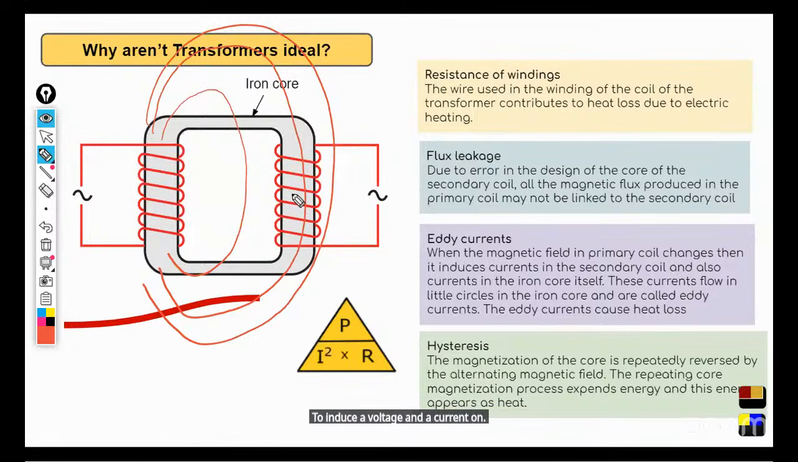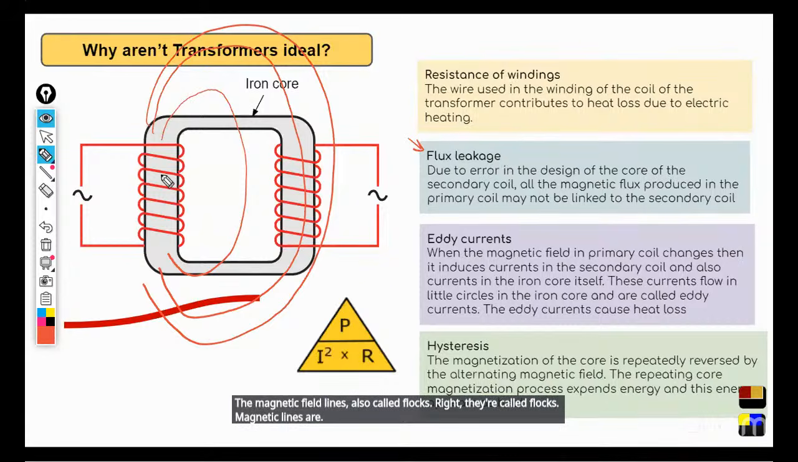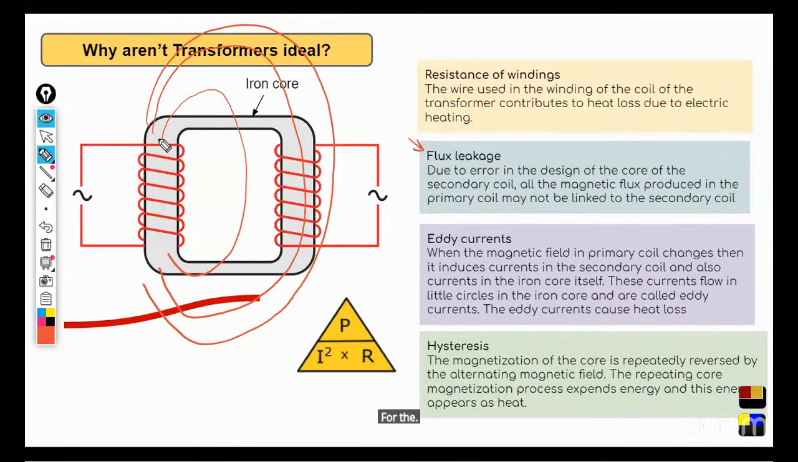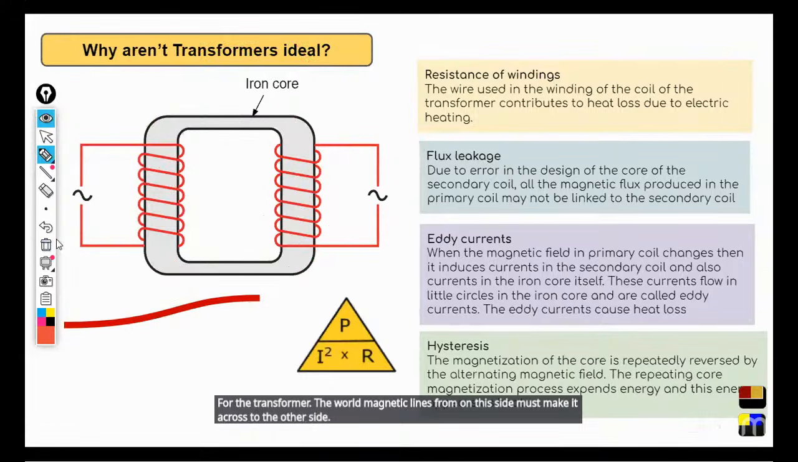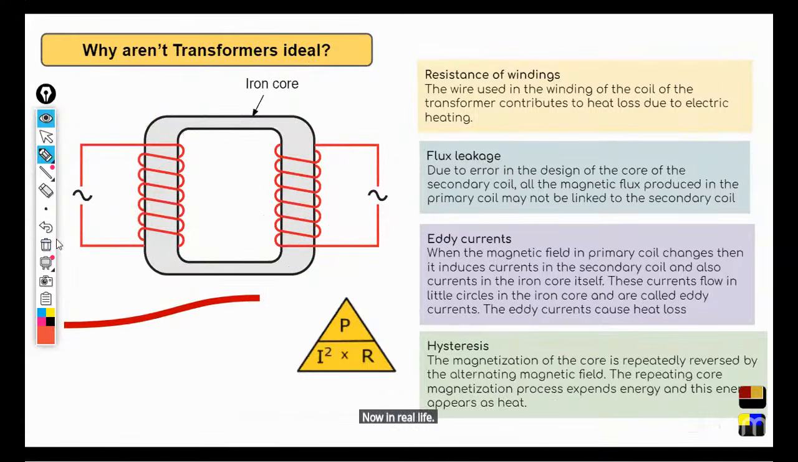But the point is, I know I used plenty of fancy words there, but the point is, the magnetic field lines are also called flux. Magnetic lines are called flux. For the transformer to work, magnetic lines from this side must make it across to the other side. Now, in real life, there are billions of magnetic field lines, billions.